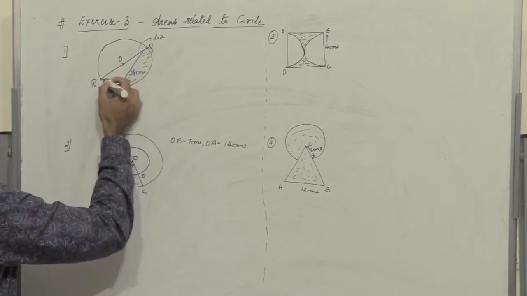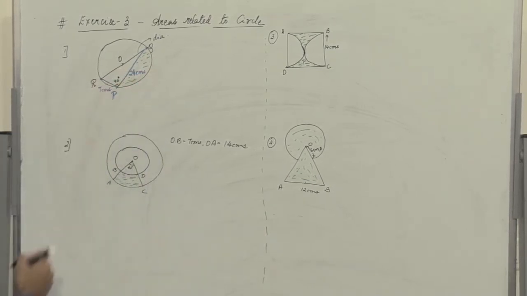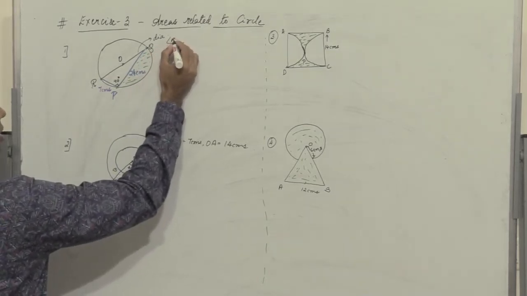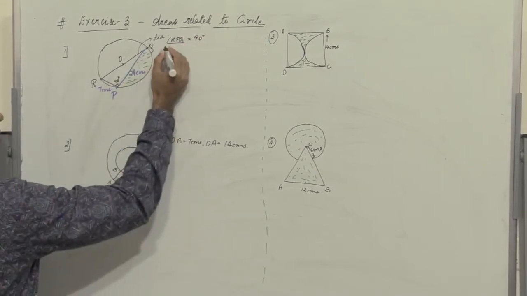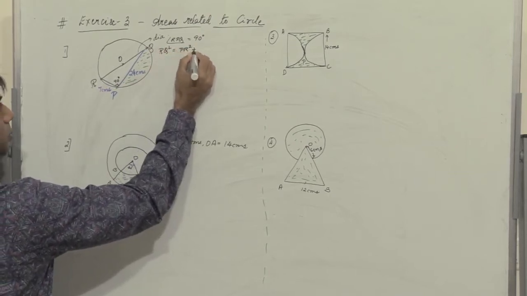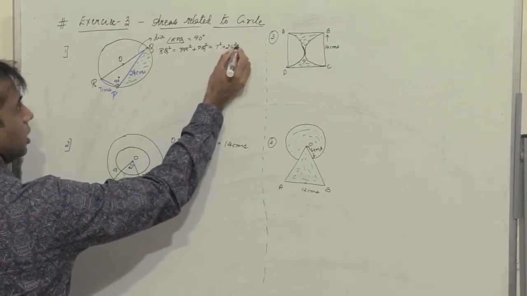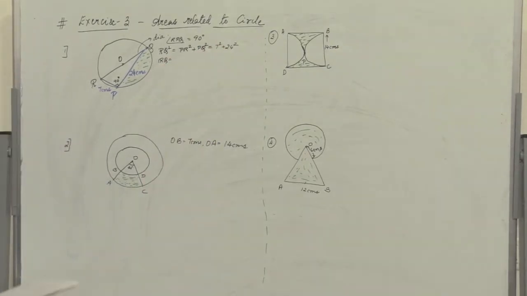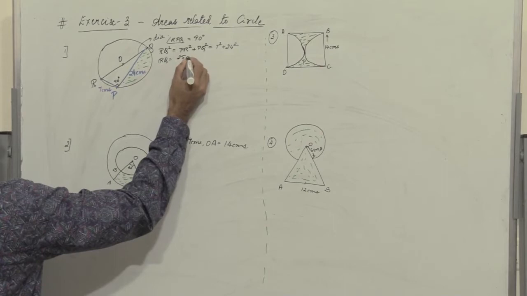Now since this is a chord in the region of the semicircle, this is at right angle. So angle P, or we should say angle RPQ, is 90 degrees. So this forms a right angle triangle. So therefore RQ square equals PR square plus PQ square, which is 7 square plus 24 square. So RQ is nothing but root of 7 square plus 24 square. So we get the value of QR as 25 centimeters.